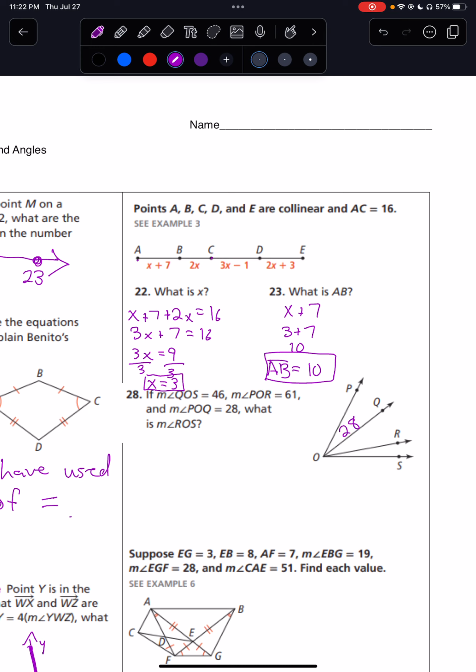AF equals 7. So that one is kind of harder for me to write in. But if I know that AF is 7 and DF is 3, then I know that AD has to be equal to 4 because 3 plus 4 is 7.